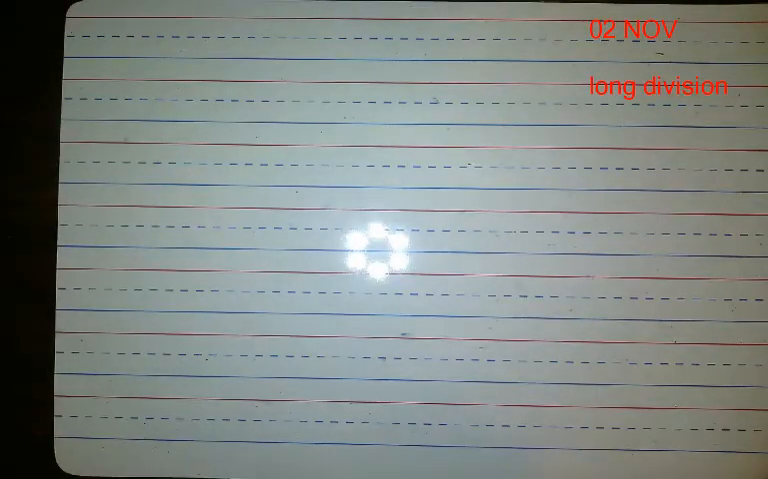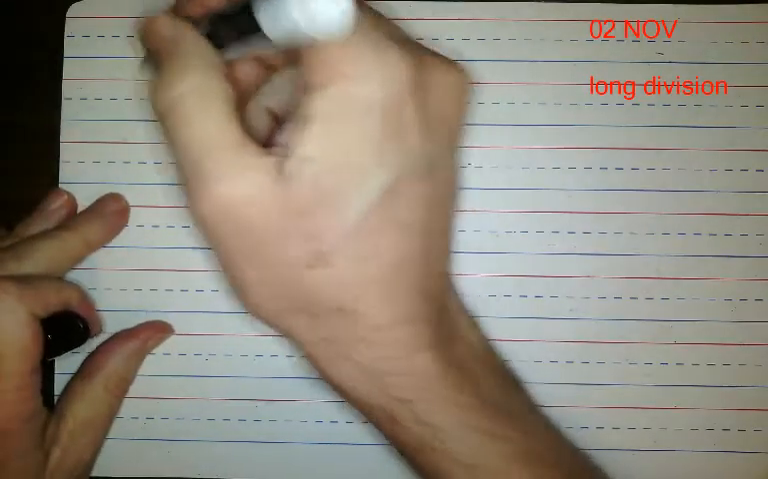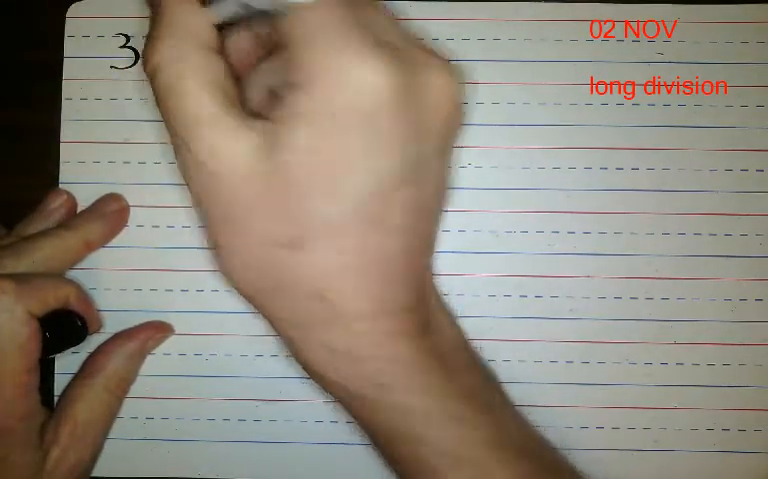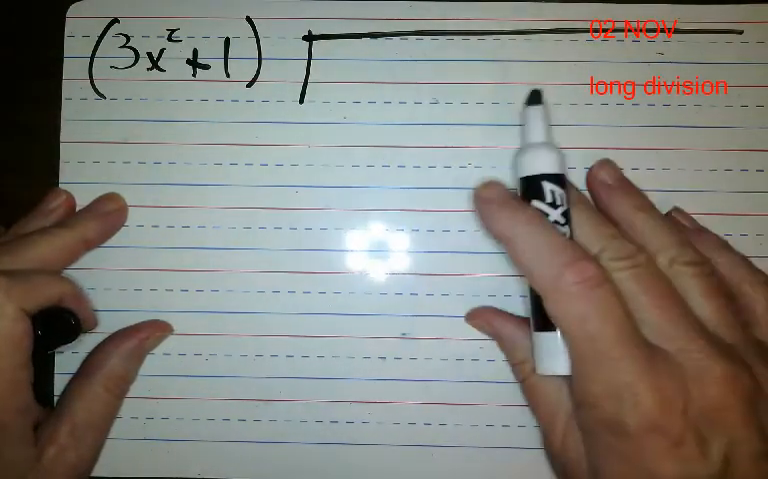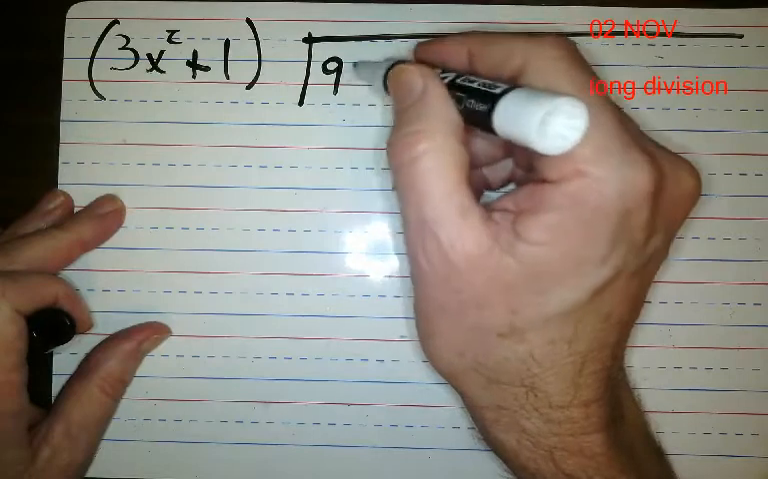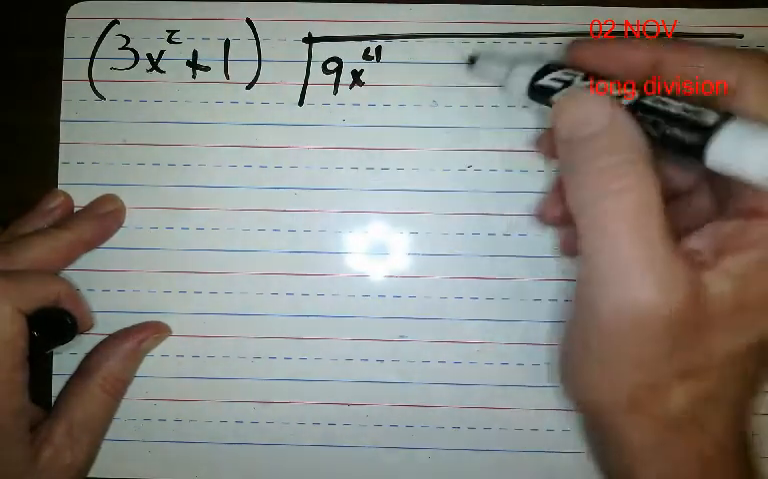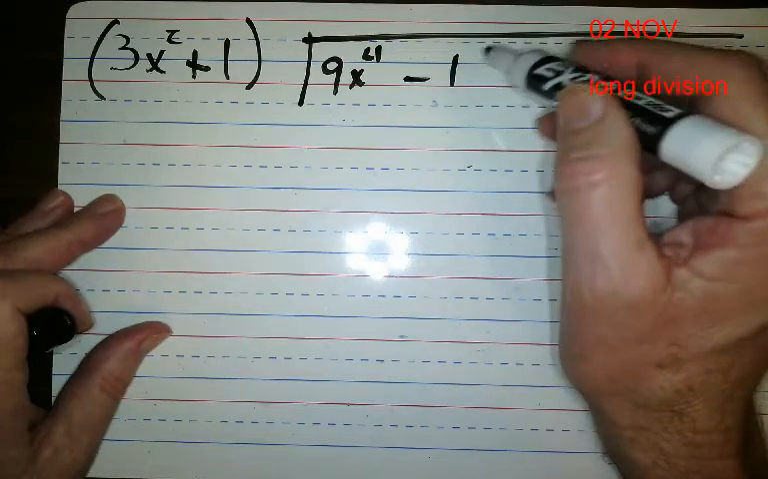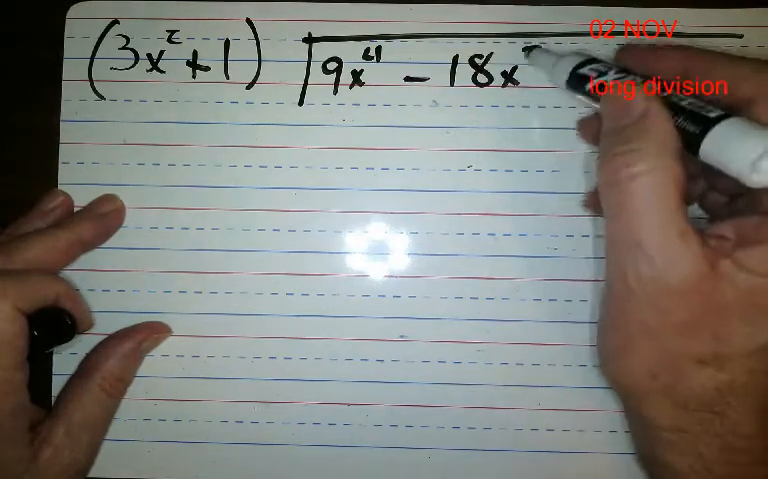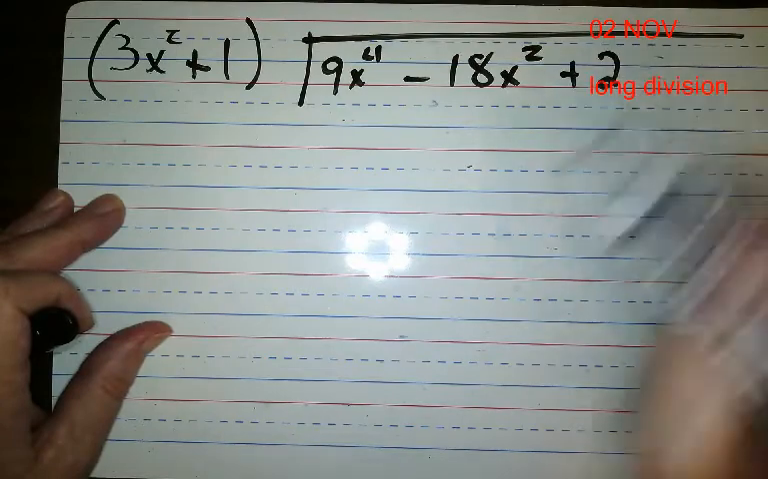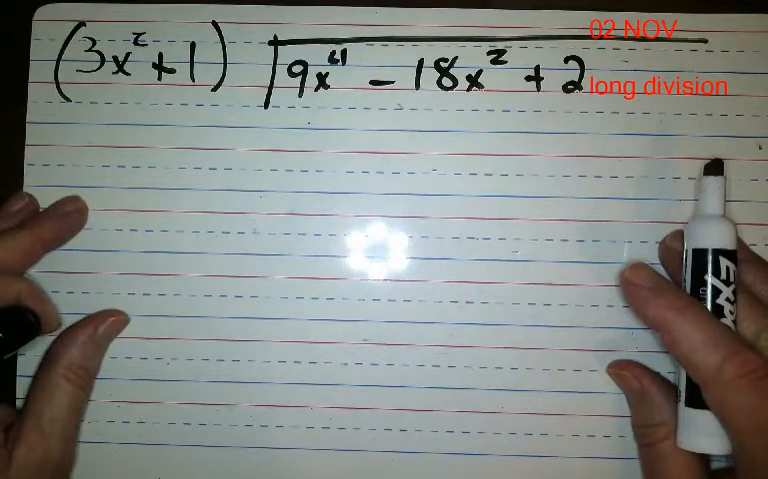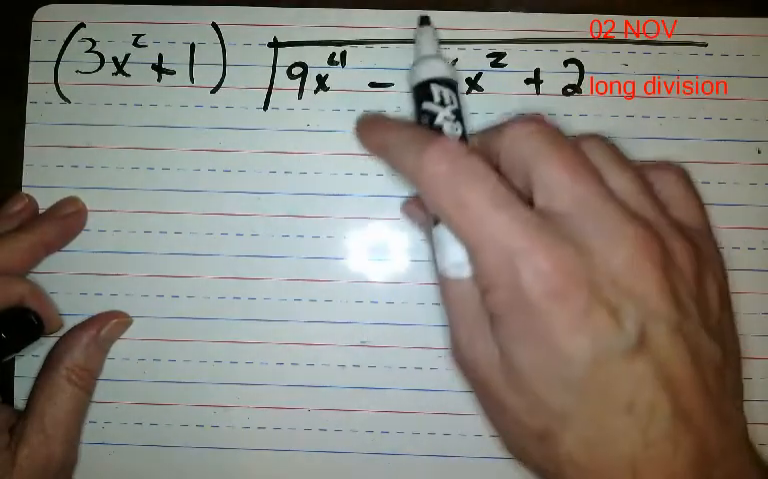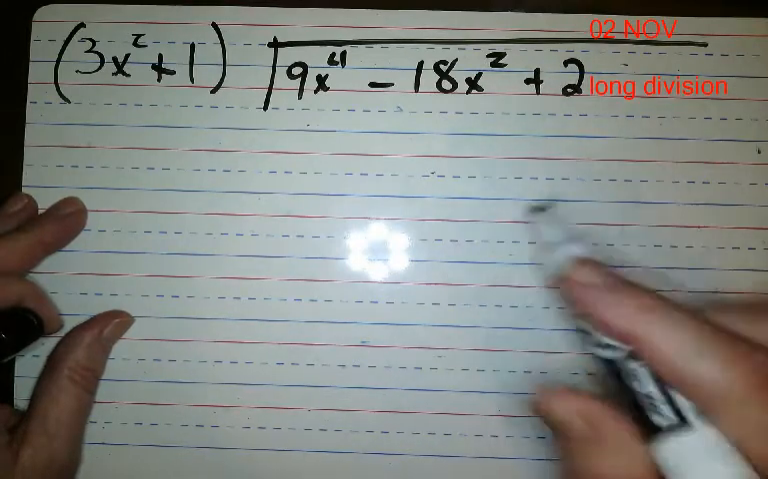Now then, I've got this next one. Here we go. 3x squared plus 1. That whole thing is divided into, am I going to have enough room? We'll see. 9x to the 4th minus 18x to the 2nd plus 2. Oh yeah, there was just enough room. There, we can scoot it a little bit so we can see. There we go. I'm going to run out of room to write on the top there. Oh well, we'll see what happens.